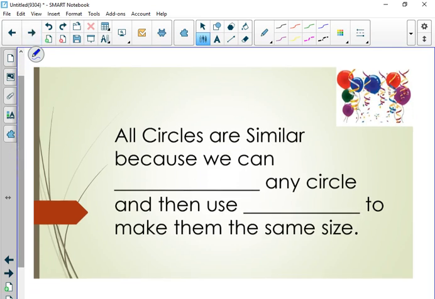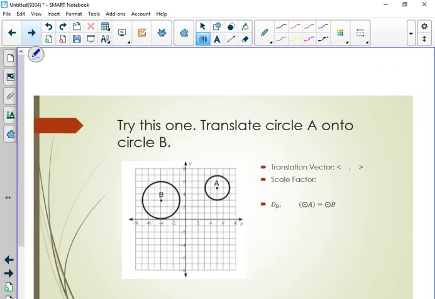Why is that? Because we can translate any circle and then use the dilation to make them the same size. So first we line up the centers through translation and then dilate to make them the same size.